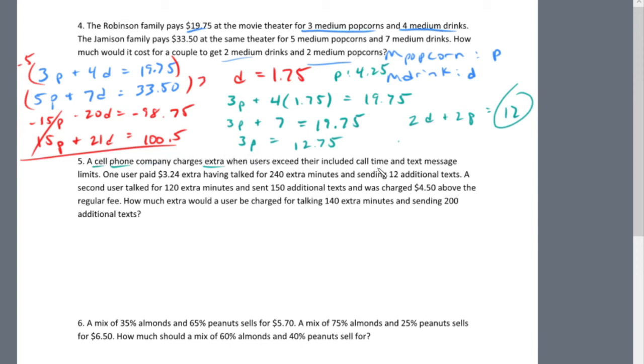A cell phone company charges an extra fee when users exceed their included call time and text messages. One user paid $3.25 extra, having talked 240 extra minutes and sending 12 additional texts. A second user talked 120 extra minutes and sent 150 bonus texts, and was charged $4.50. How much extra would a user be charged for 140 minutes and 200 additional texts? All right, so we're going to have minutes and texts. M is minutes, and T is texts.